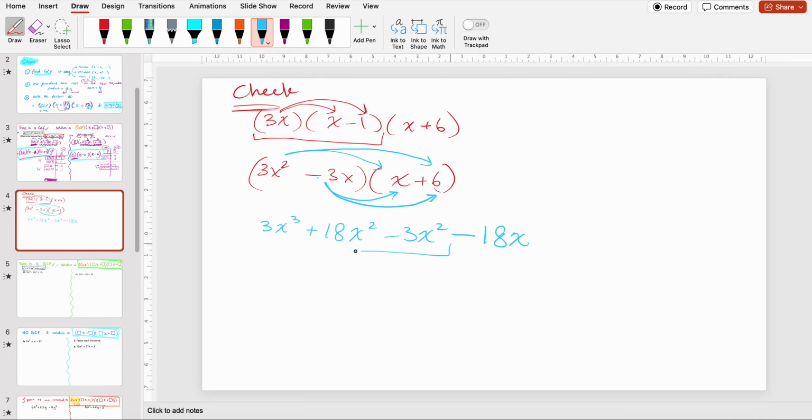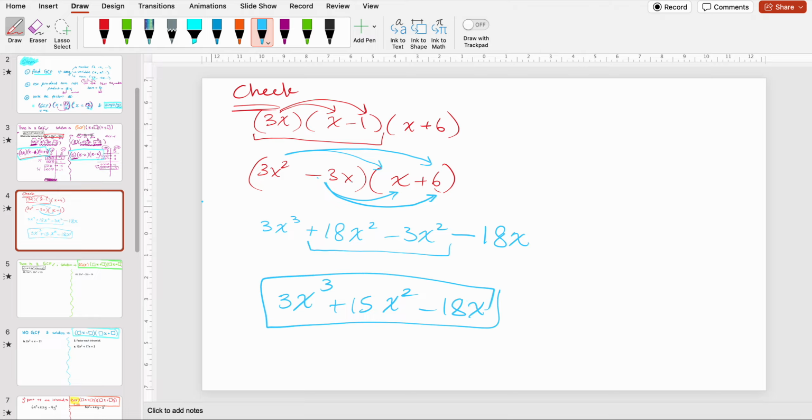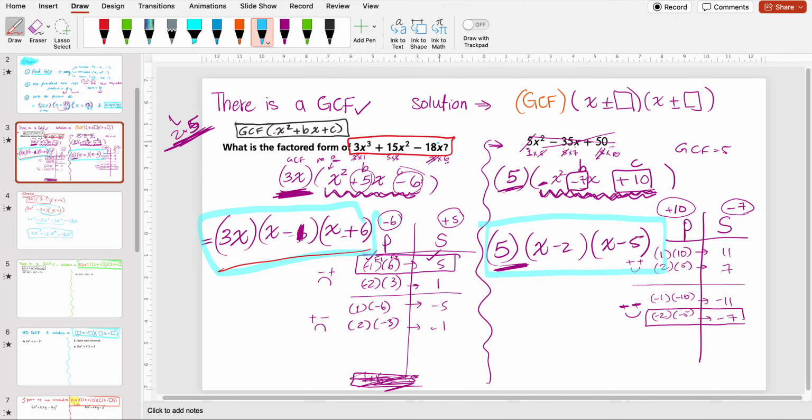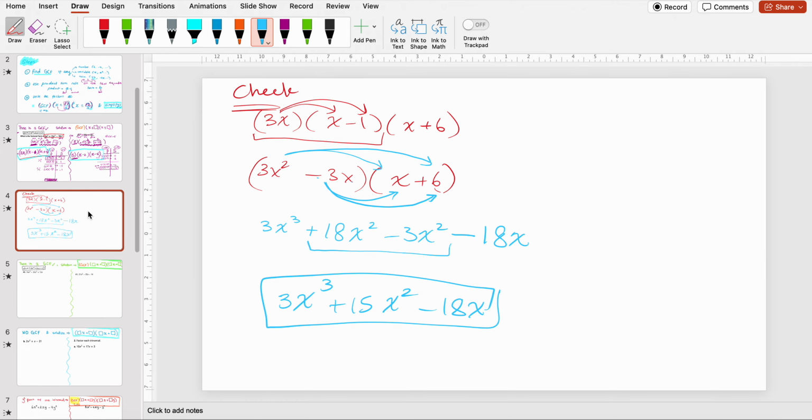Now these are like terms, combine them. I have 3x cubed. 18 minus 3 is 15. Positive 15x squared and negative 18x. Let's check. Is it the same as the original one? 3, 15, 18. Okay, with x cubed, yep, it is. So this is how you check your answer. Anyways, let's proceed with the other ideas.